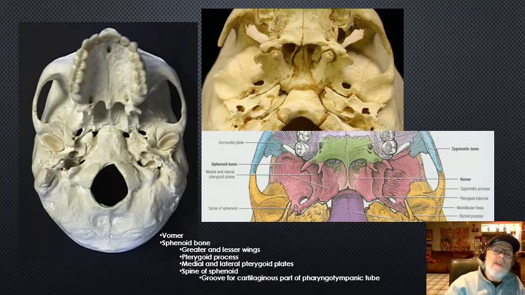Again, and then looking a little bit more, here's the vomer. You can see there's the edge of the vomer, there's the edge of the vomer, but there's the spike. That's that vertical peak of the vomer, okay? And then we have what are called the lesser and the greater wings of the sphenoid.